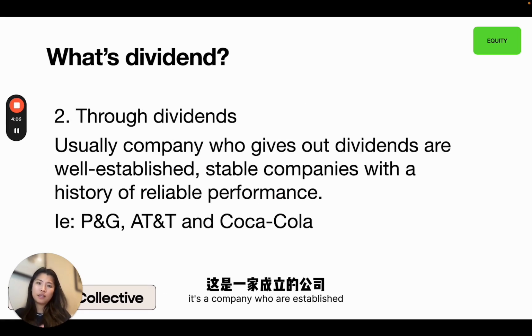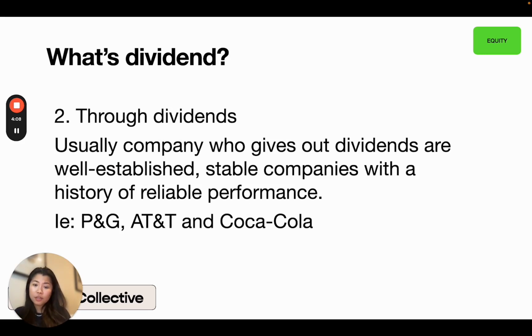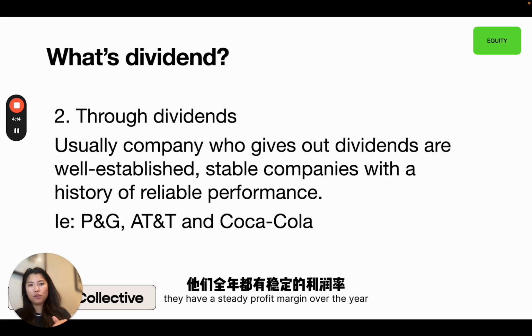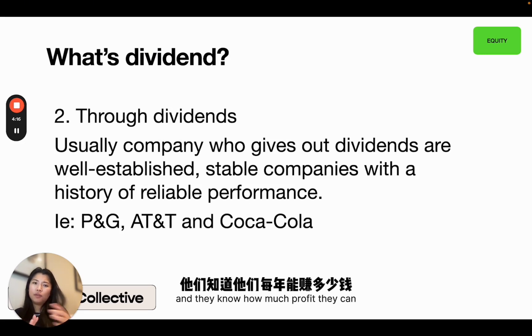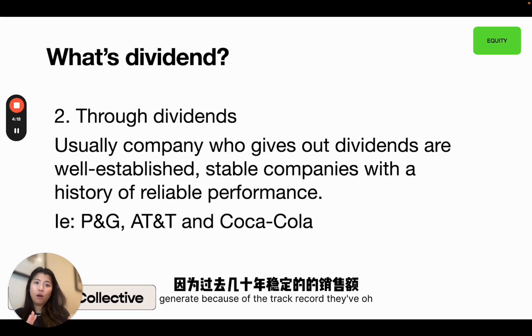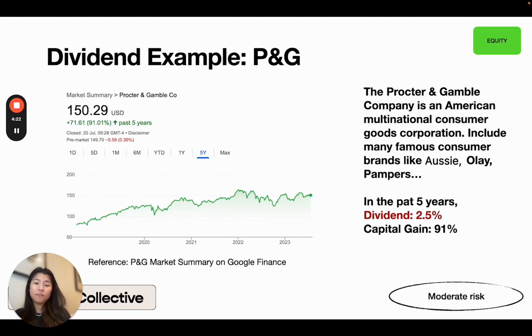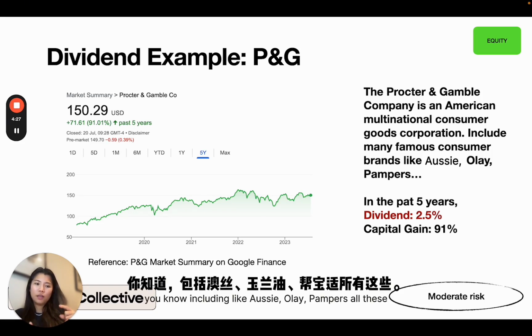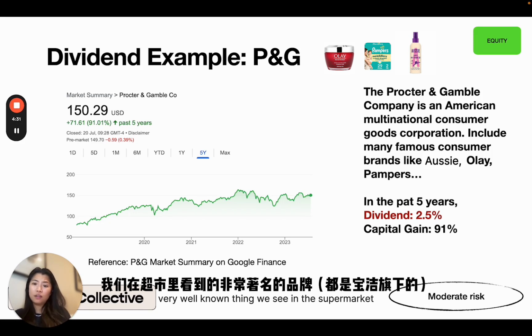Usually, again, it's a company that is established. Some examples would be P&G, AT&T, Coca-Cola. They have a steady profit margin over the years and they know how much profit they can generate because of the track record they've had in the past. So here's an example of P&G. It's an American consumer brand, including Oral-B, Olay, Pampers, all these very well-known things we see in the supermarket.